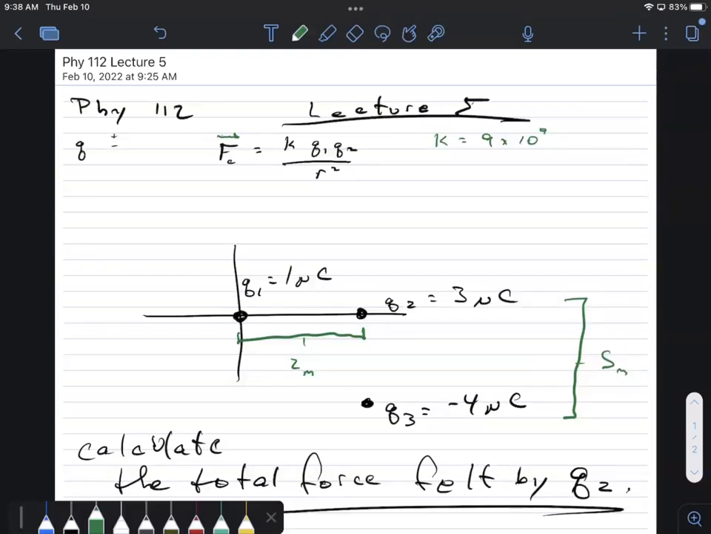Once you've broken the components down, you add all the x components together and you get a final x component. Add all the y components together, you get a final y component. And then we remember, this is just the mathematics of it. Once you have your final x and y components, then you can get magnitude and direction. And so that's basically what this process is going to be like.